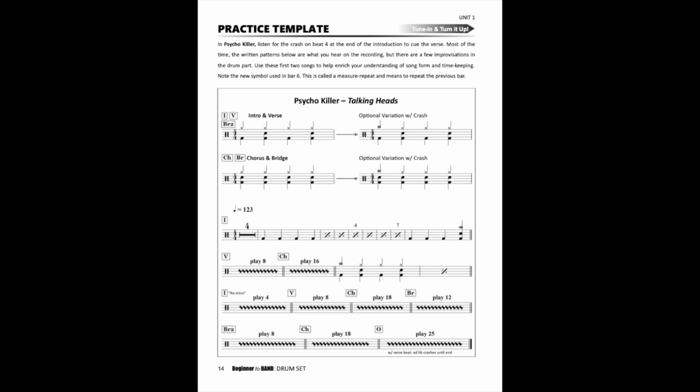So now we're on to the next line where we have the V for verse and play 8, so we'll play the verse pattern 8 times. Next, the CH for chorus and play 16, so 16 bars there. Then we have 2 bars written out there with the crash, the end of the chorus. The next line, we have an I. It's a short instrumental section here, a sort of re-intro, 4 bars.